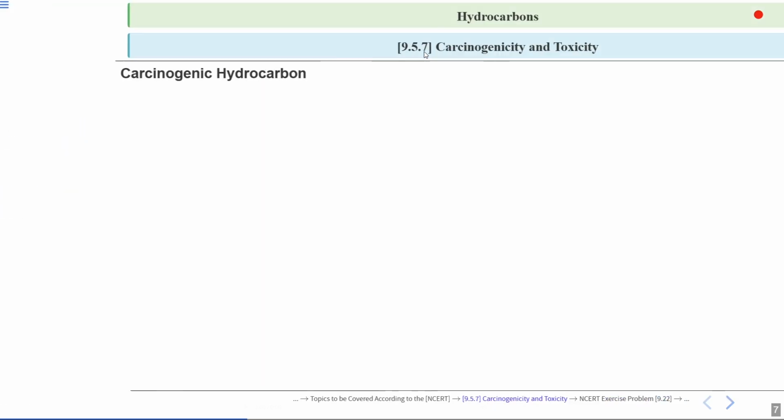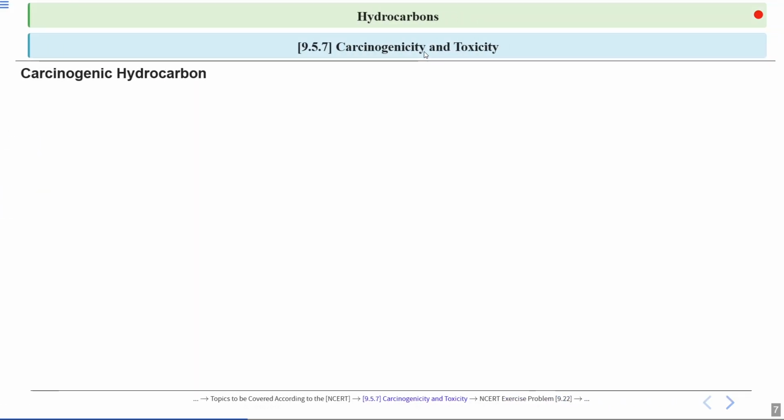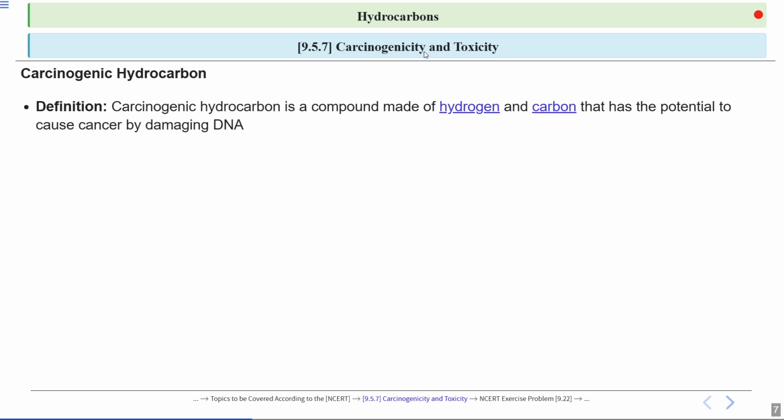Now, we are focusing on a special type of hydrocarbon called carcinogenic hydrocarbons. These are compounds made up of only hydrogen and carbon, but they have a dangerous property. They can cause cancer. Let's see what makes them so harmful and where we might encounter them.